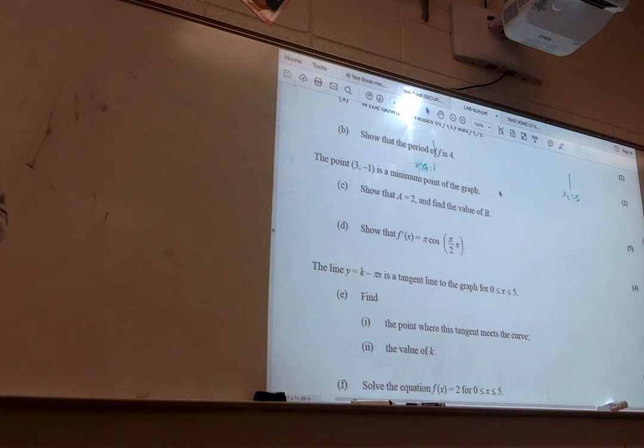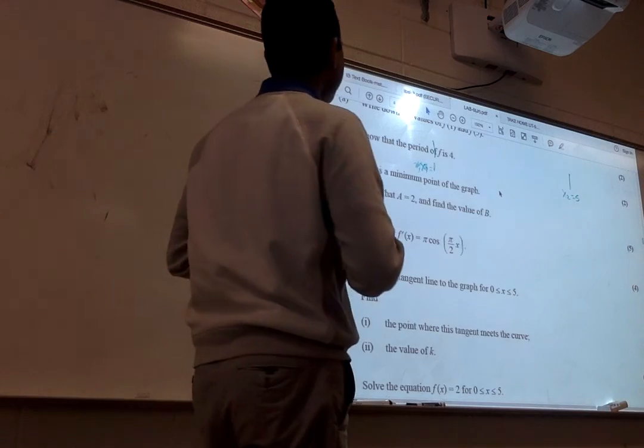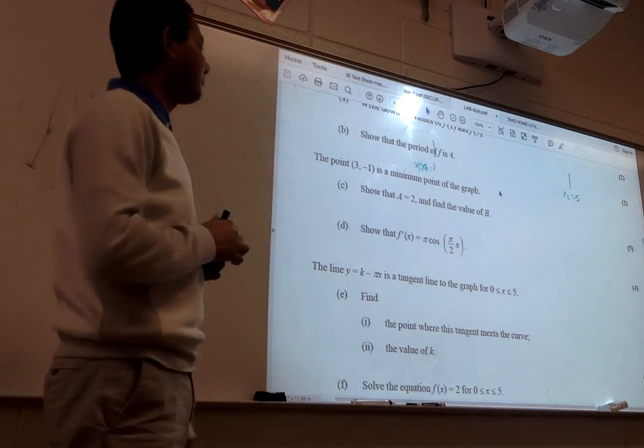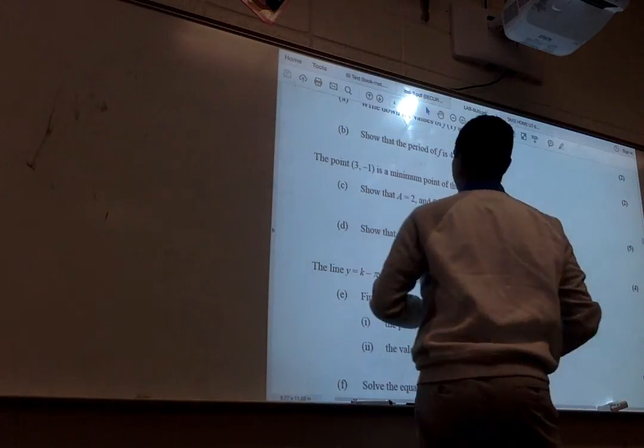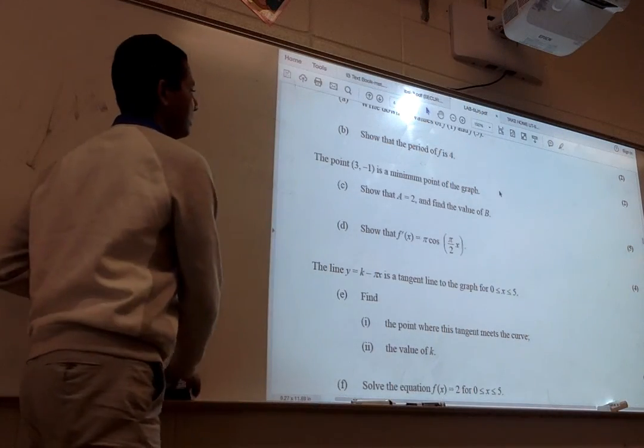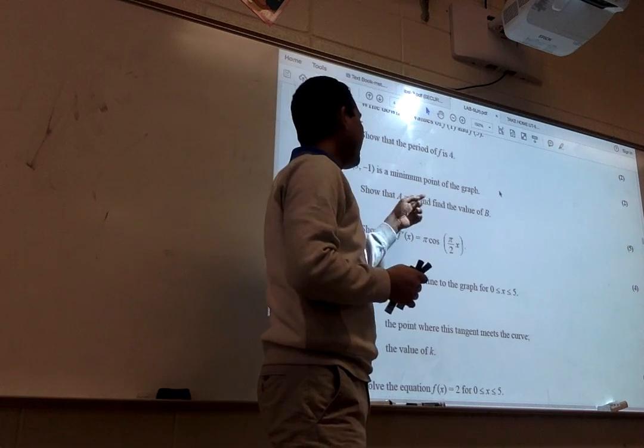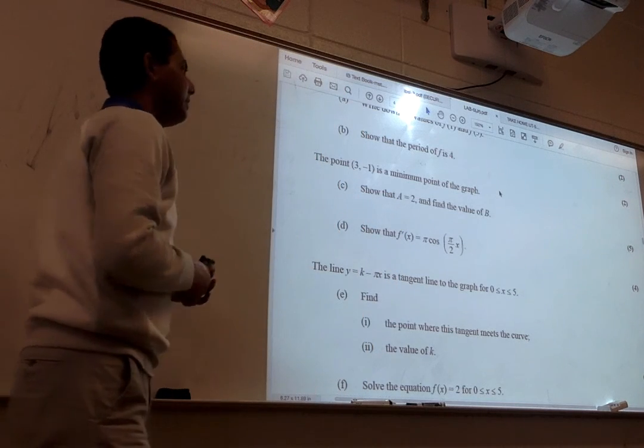Next, the point (3, negative 1) is the minimum point of the graph. Show that constant a is equal to 2 and find the value of b.